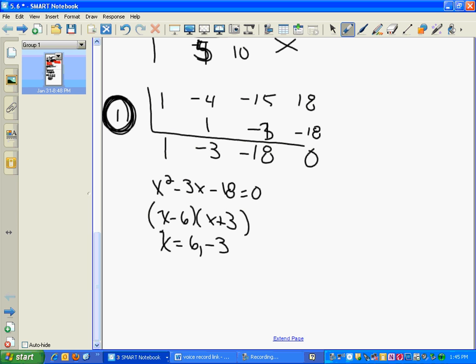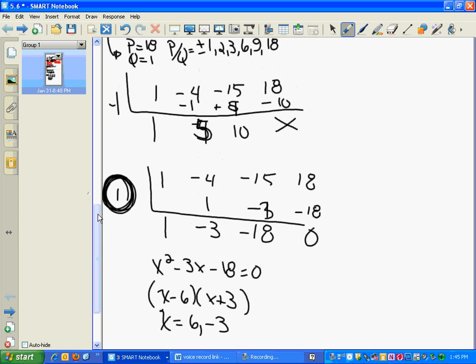-3. Now, remember, how many solutions would you get at most? Because that's the degree of the polynomial. And are all of these part of my options of my P over my Q? Yeah. So we're done. Those are our 3 answers.